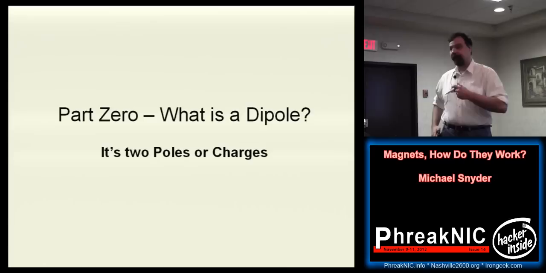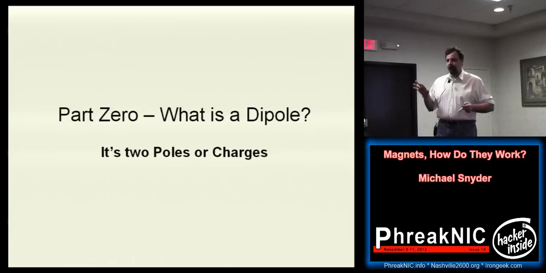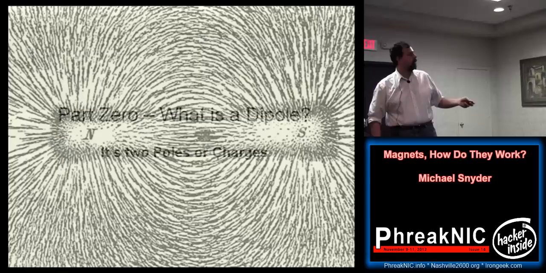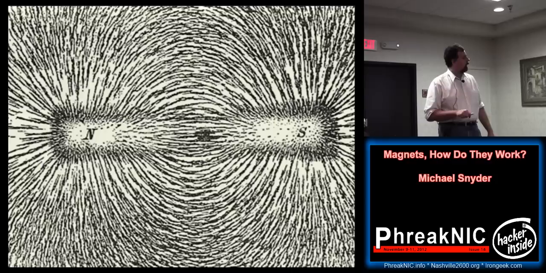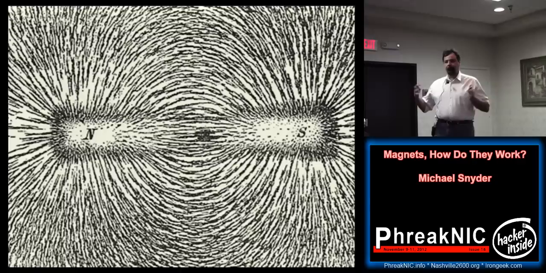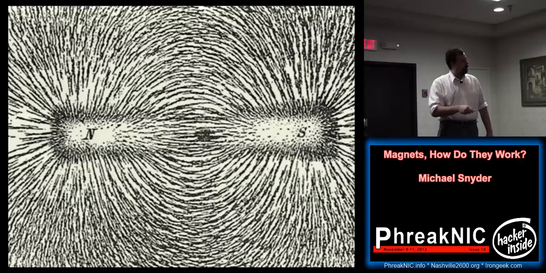Try again. Okay, what is a dipole? It's two poles or charges. Now, I can't answer what is a pole. It would take all day, but I can explain what is a dipole. This is a bar magnet. I have two poles: a north pole and a south pole. And these two poles give us our traditional magnetism. And of course, we have iron filings around the magnet, and these are called traditionally your B field lines.